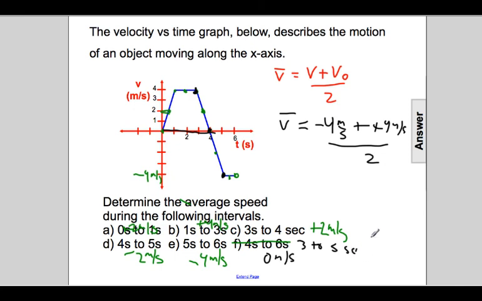So that would have been from 3 to 5 seconds. We can use these values because if we know the average speed and the time through which we've been moving, it will allow us to find the displacement for those intervals.